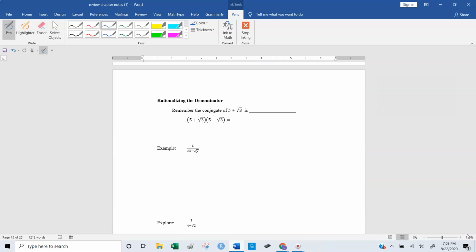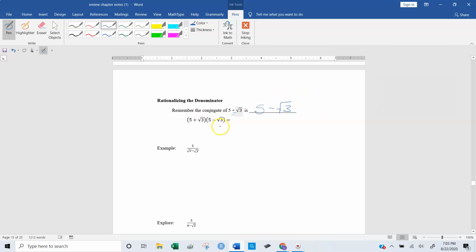Okay, rationalizing the denominator. You have to remember your conjugate. You use these a lot with i's. So for 5 plus the square root of 3, its conjugate is just where you change that sign in the middle. So its conjugate is 5 minus the square root of 3. This is nice because it's going to clear that radical.